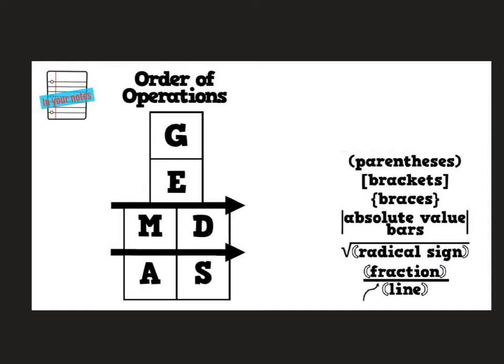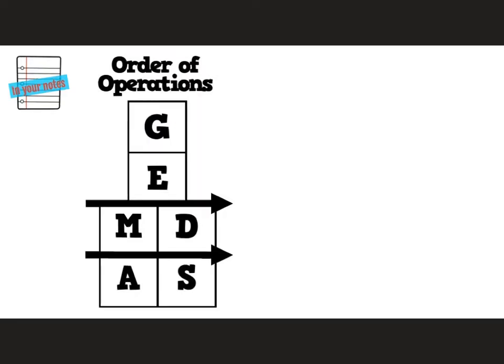So first off, as we look at our order of operations, let's start with our G. Our G stands for grouping. So grouping symbols always comes first. We've got parentheses, brackets, braces, absolute value bars, radical sign, fraction line. All of these things really act as this grouping, and we'll see these as we get into especially some level 3 problems. The next is E, and E stands for exponent.